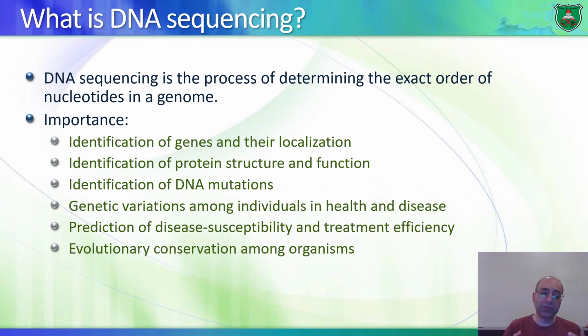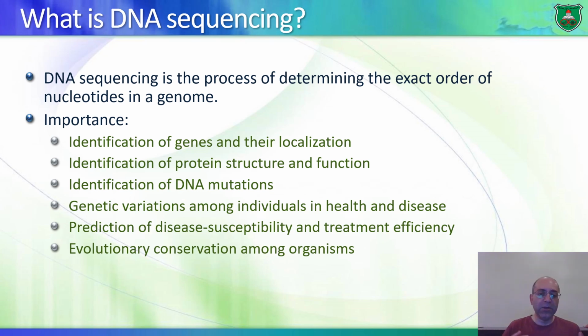Okay, we can also determine the best treatment for an individual. For example, if we know the sequence of the cancer of a certain person, we would be able to determine what treatment is best for that cancer. Of course, we can also determine how organisms are related to each other in terms of the evolutionary tree, let's say.